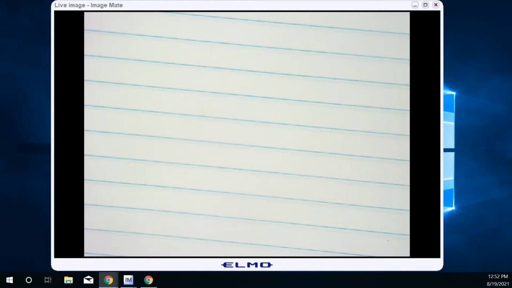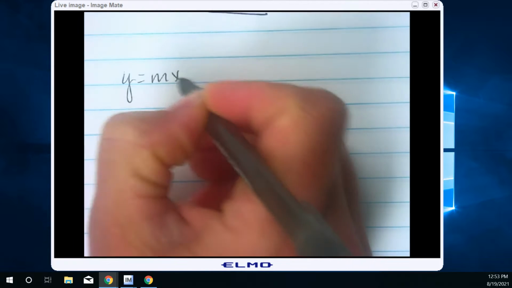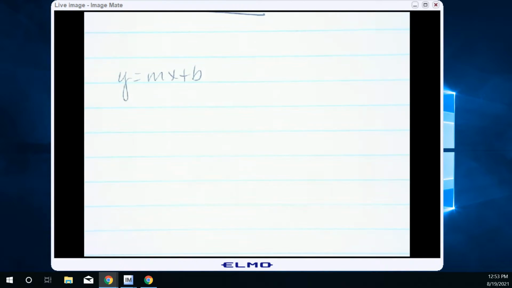All right. So slope-intercept form. First off, what is slope-intercept form? Y equals mx plus b. I learned that from this book. All right. Y equals mx plus b.